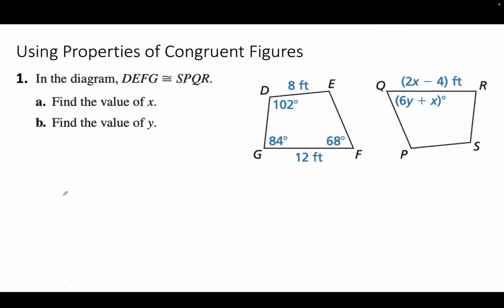Okay, so let's look at some algebra type questions here. Now we have a quadrilateral here, so four sides, not a triangle, but it tells me that DEFG is congruent to SPQR. So these two quadrilaterals are congruent, which means all the corresponding sides and all the corresponding angles are congruent. The first thing it asks me is to find the value of X.